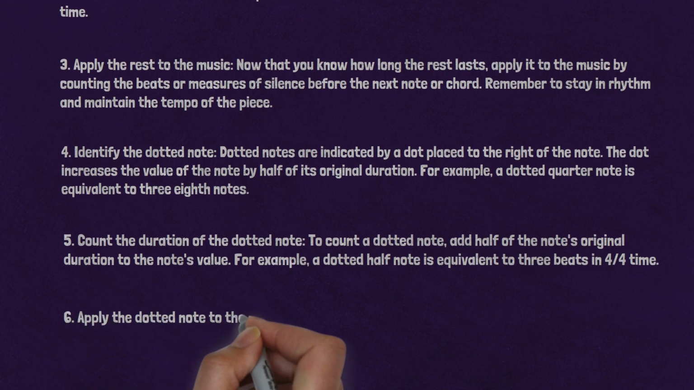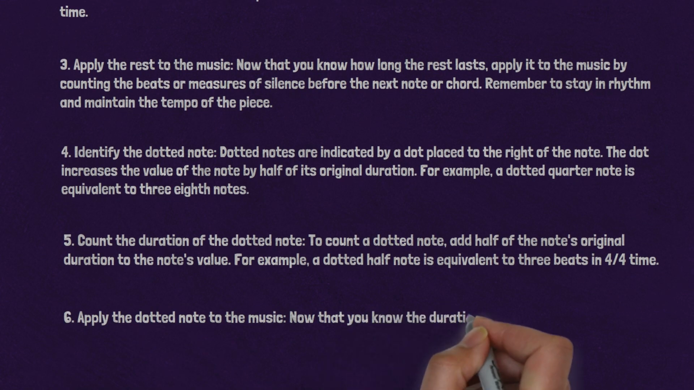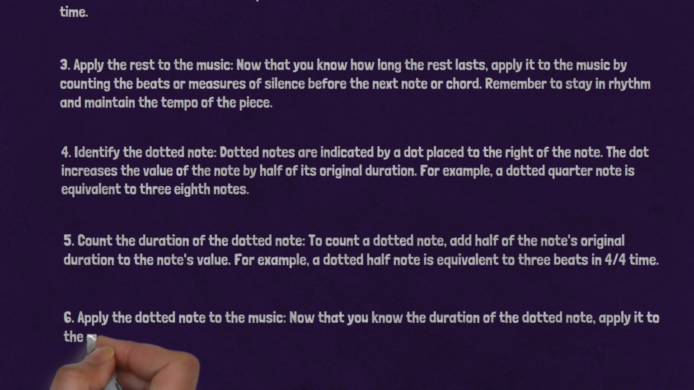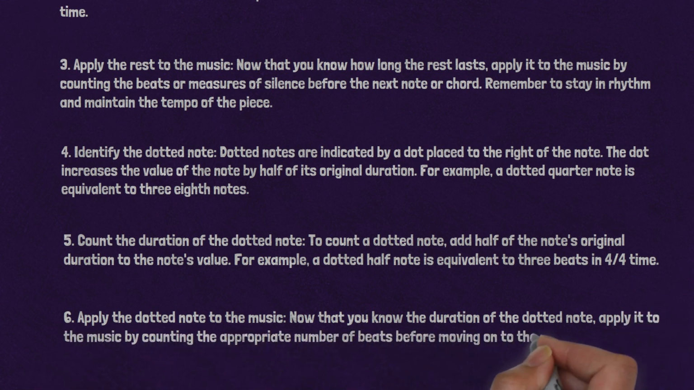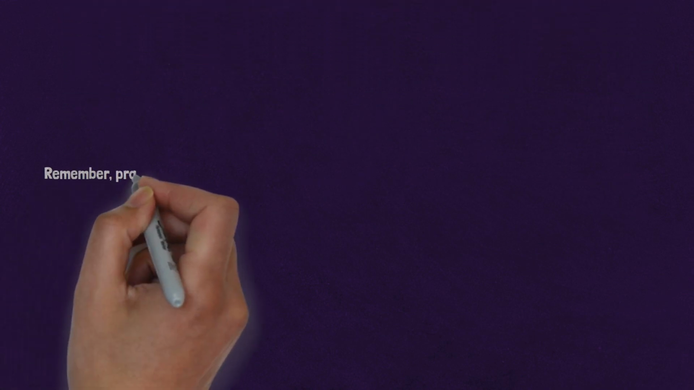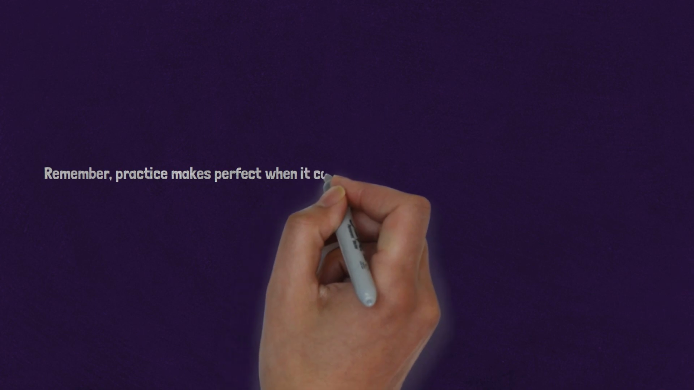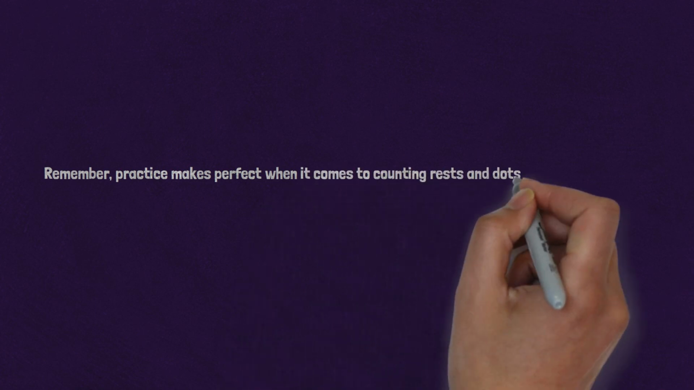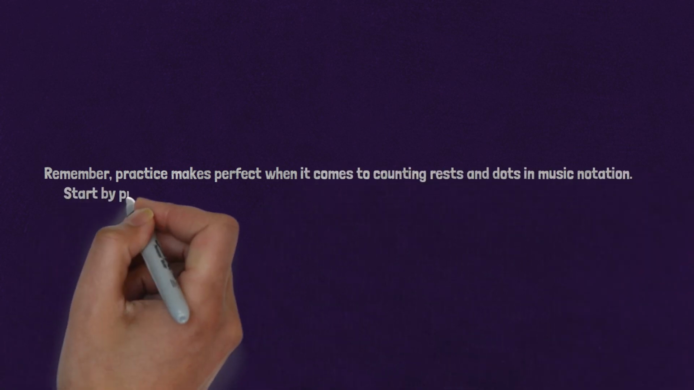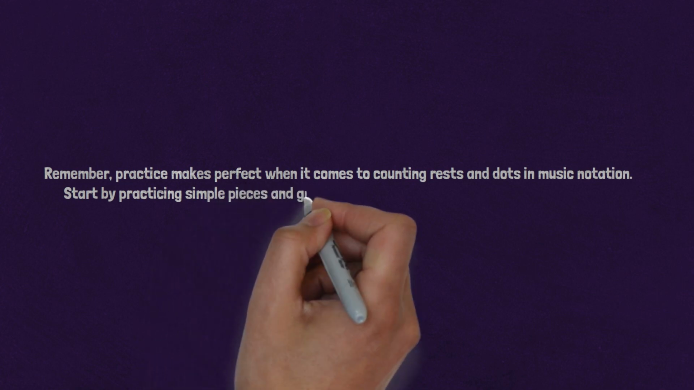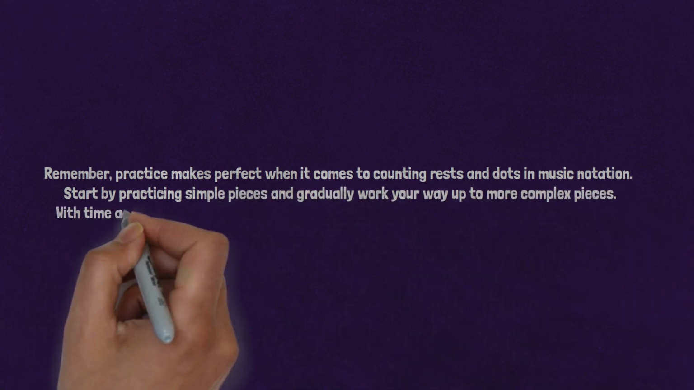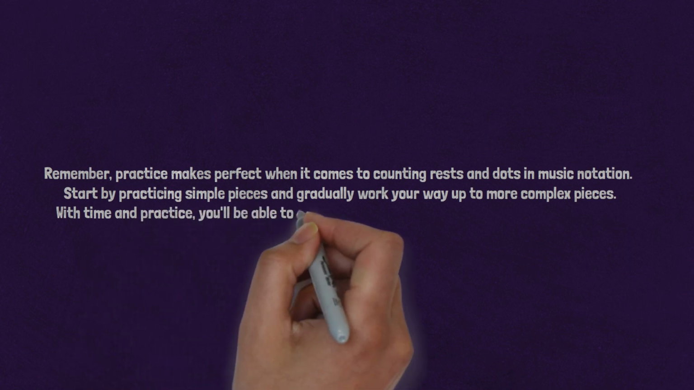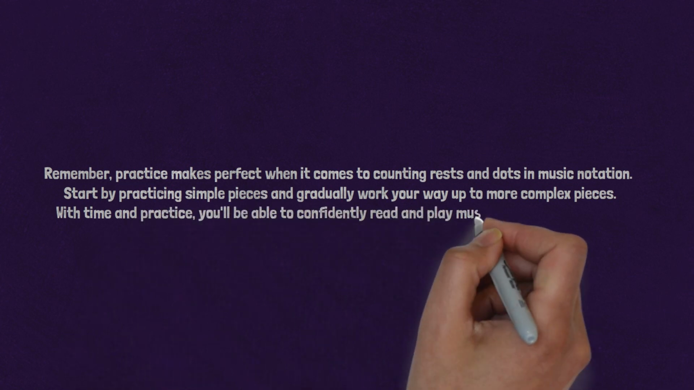Apply the dotted note to the music. Now that you know the duration of the dotted note, apply it to the music by counting the appropriate number of beats before moving on to the next note or chord. Remember, practice makes perfect when it comes to counting rests and dots in music notation. Start by practicing simple pieces and gradually work your way up to more complex pieces. With time and practice, you'll be able to confidently read and play music with rests and dots.